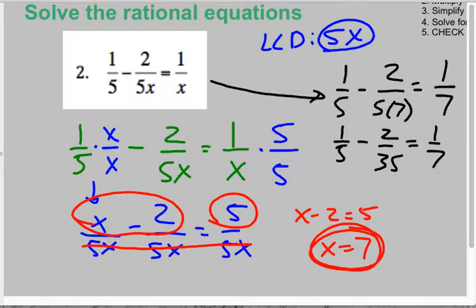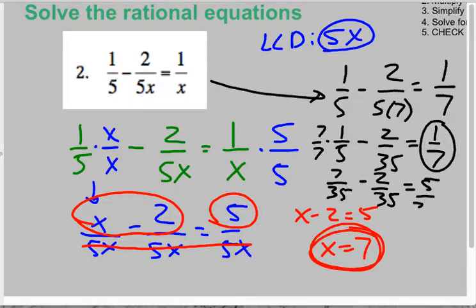Common denominator, I'm going to have to multiply top and bottom by 7 here to get 35. So I get 7 over 35 minus 2 over 35. And that is equal to 1/7. 7 minus 2 is 5, and 5 all over 35, if you reduce it, is 1/7. So my answer of x equals 7 does work. And that's basically how I do it.